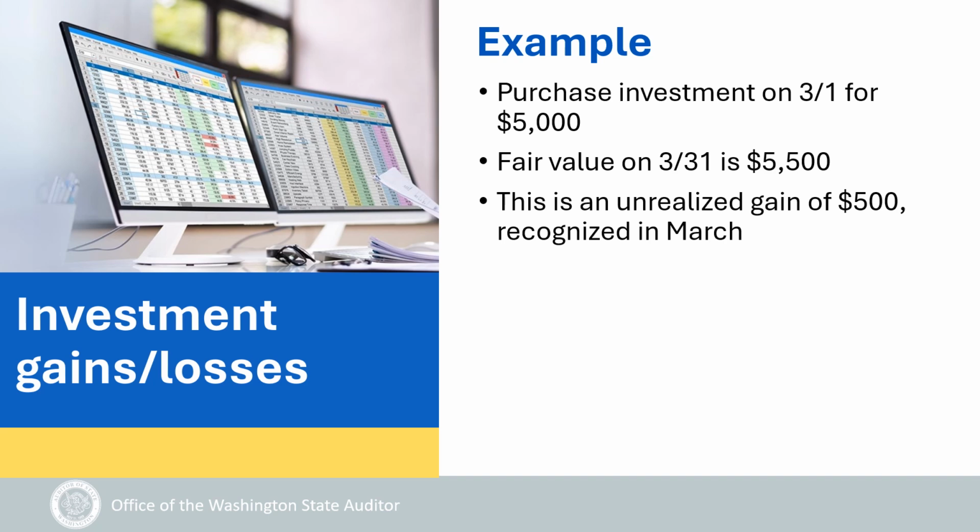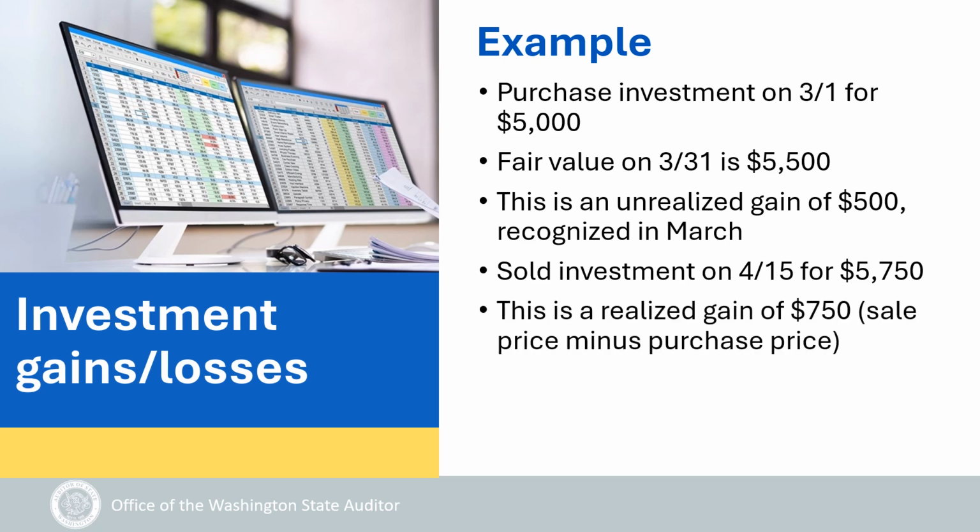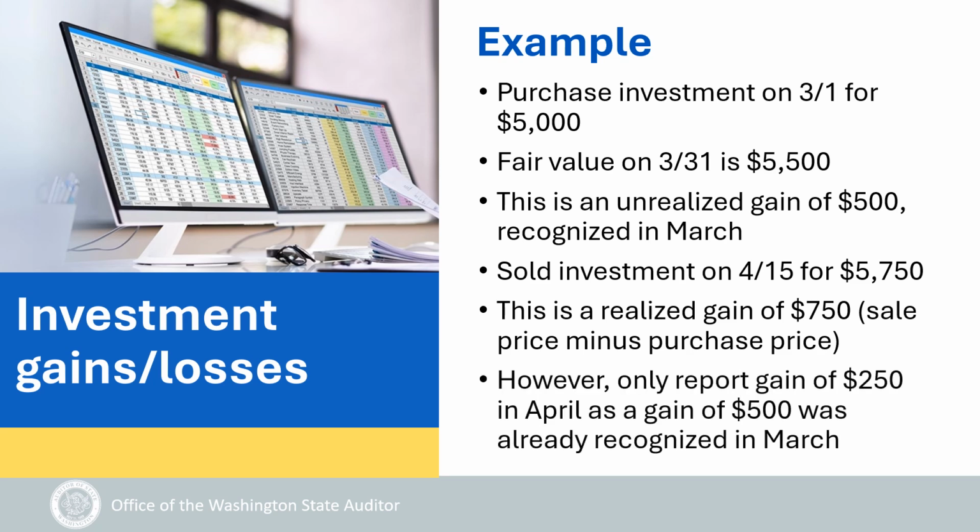Then on April 15th, you sell the investment for $5,750. Now that the investment is sold, you realize the gain. The difference between the sales price and the purchase price of $750 is a realized gain. However, you reported $500 of this gain back in March as an unrealized gain. So in April, you're only reporting an investment gain of $250.